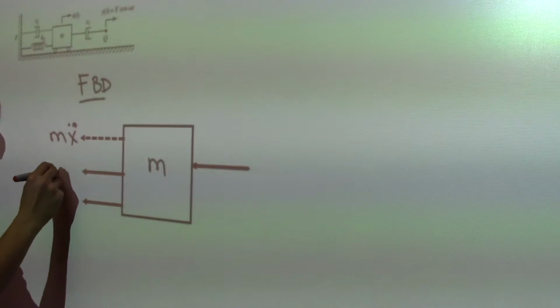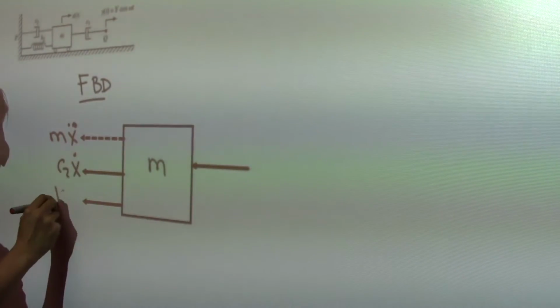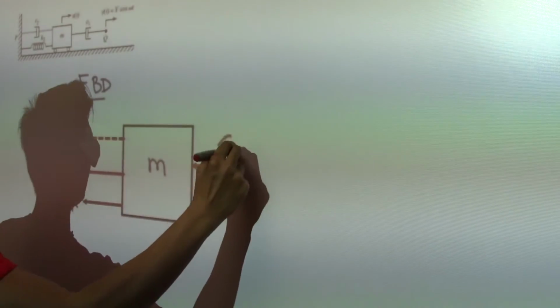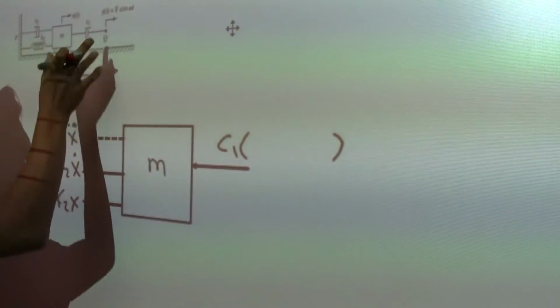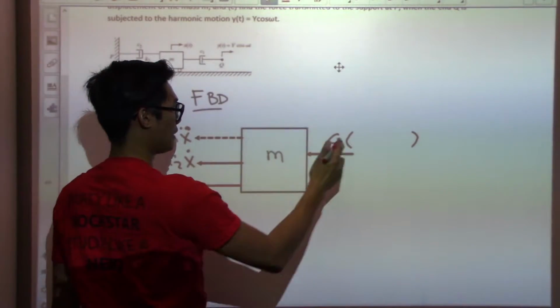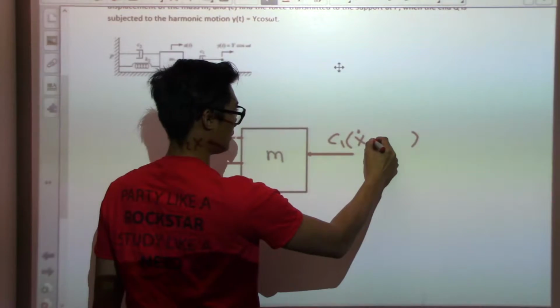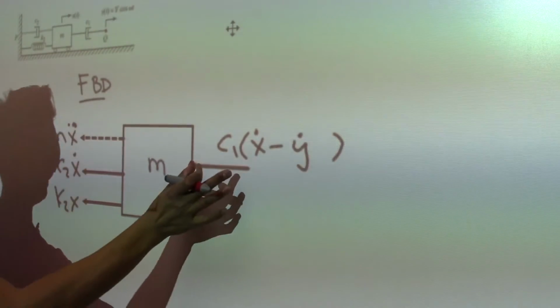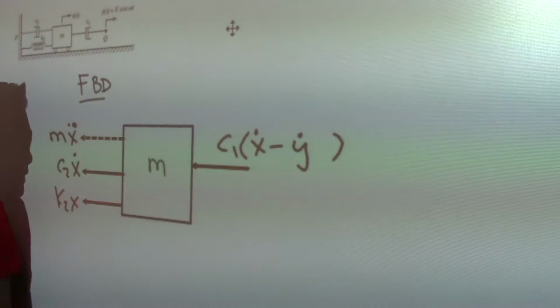So this one will give us m x double dot. This will give us C2 x dot. This will give us K2 x. And this will be C1 times the relative displacement between y and x. Since I know that this one's dependent on x, I'll put x first. And this only works if this arrow is following the same direction as all of these.